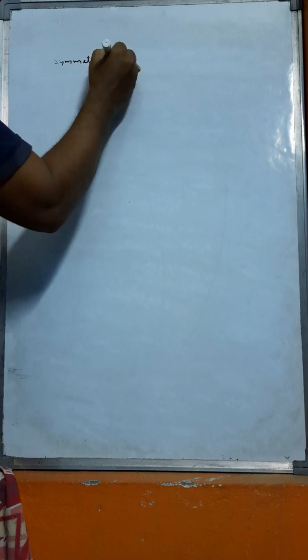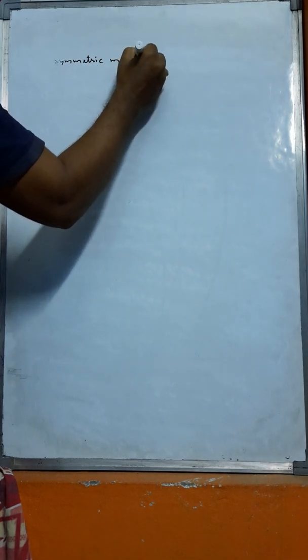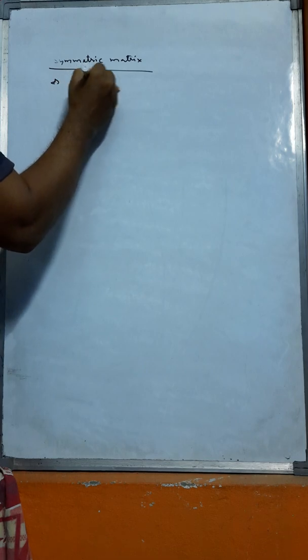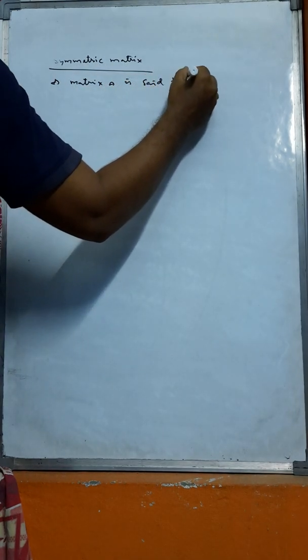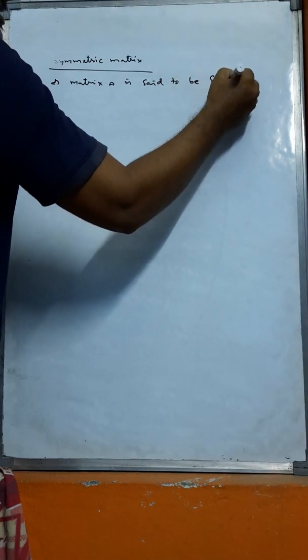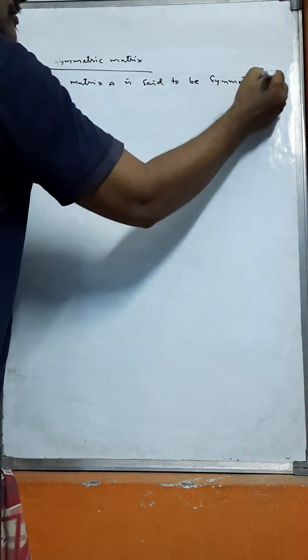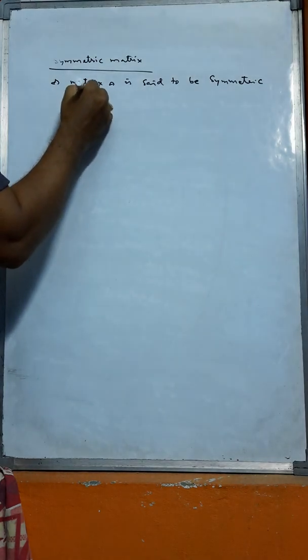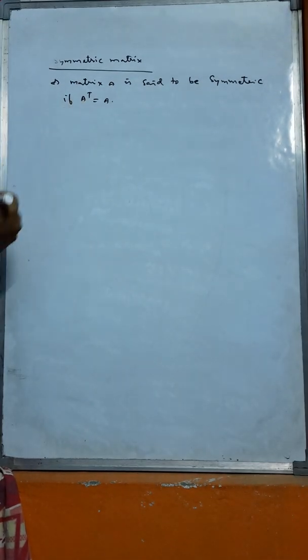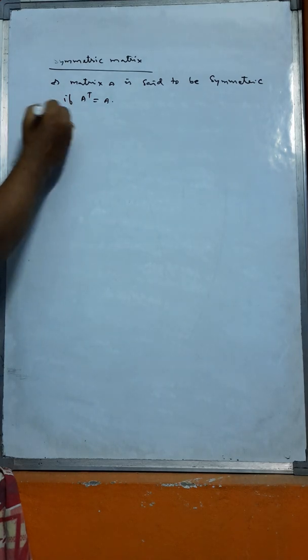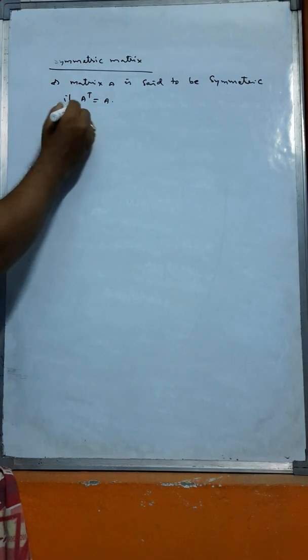Symmetric matrix. A matrix A is said to be symmetric if A transpose is equal to A. And next, skew symmetric matrix.